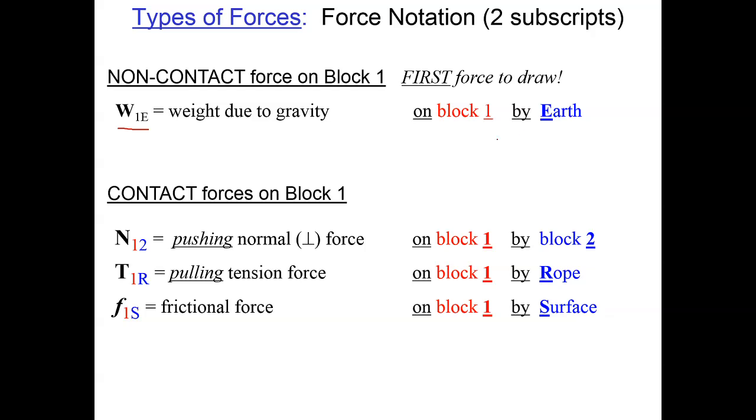The normal force, which is a pushing force, here is N 1,2. If block 2 is pushing on block 1, we would call that N 1,2, the normal force on block 1 by block 2. Whenever you have two surfaces touching each other, that's called a normal force. We're also going to use tension forces: when you have a rope or something pulling on an object, that's a tension force. We're also going to look at friction forces in a little bit, where we use a lowercase f to stand for friction.